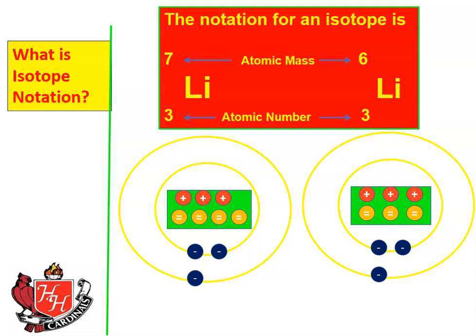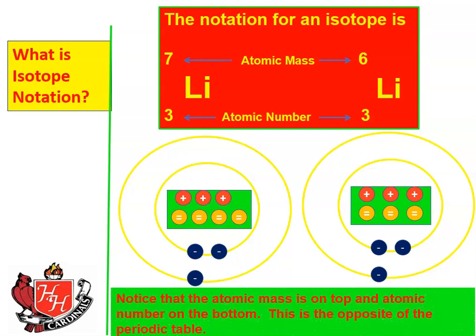The atomic number has got to be the same for lithium. It's got to be 3 or it's not lithium. The one on the right only has 3 neutrons, so 3 protons plus 3 neutrons gives it a mass number of 6. So that's the way you write the notation. The atomic mass, or mass number, goes on top, and the atomic number goes on the bottom. This is the opposite of your periodic table.